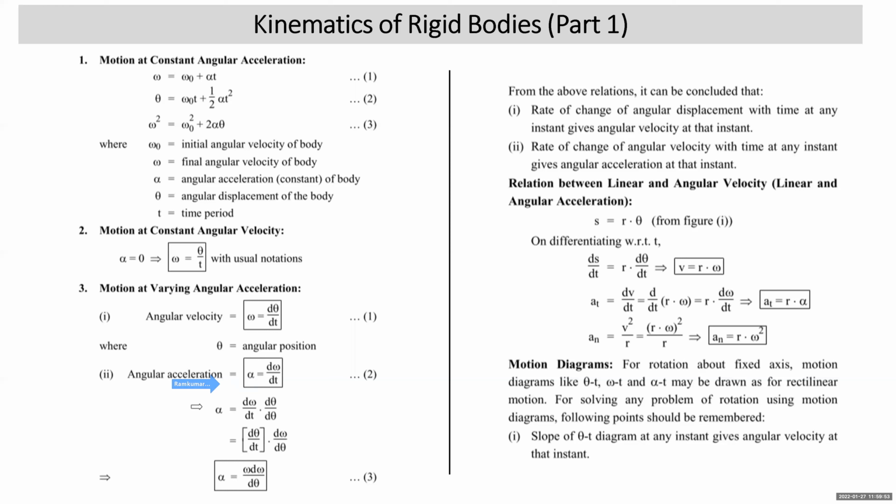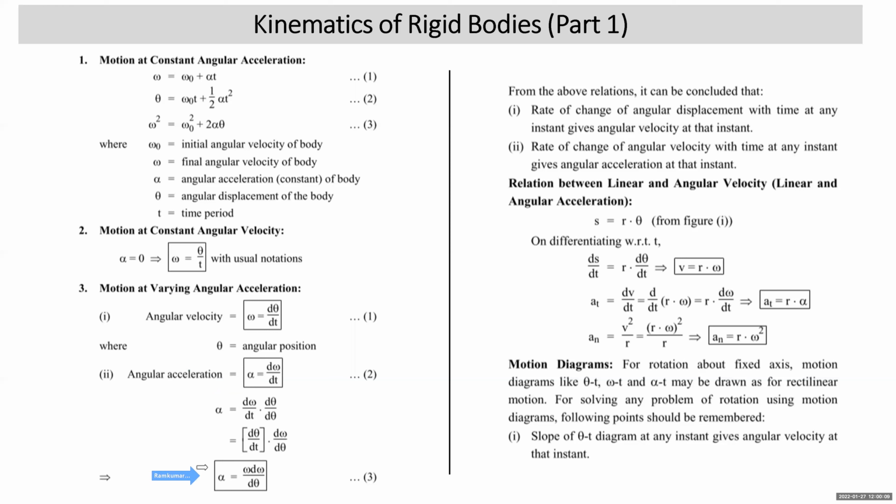Alpha is equal to d omega by dt. If you multiply and divide by d theta, then d omega by dt becomes omega, so it gets reduced to this form. So students, we come across one formula, alpha is equal to d omega by dt. Another is alpha is equal to omega d omega by d theta.